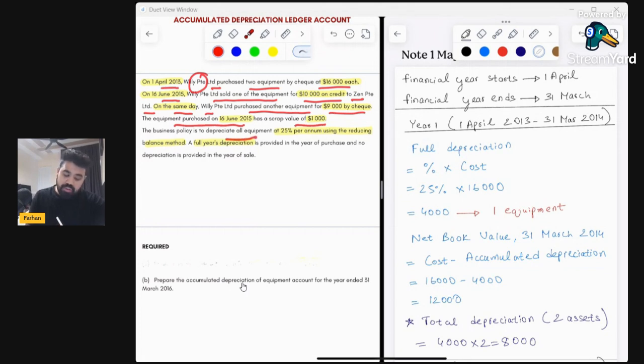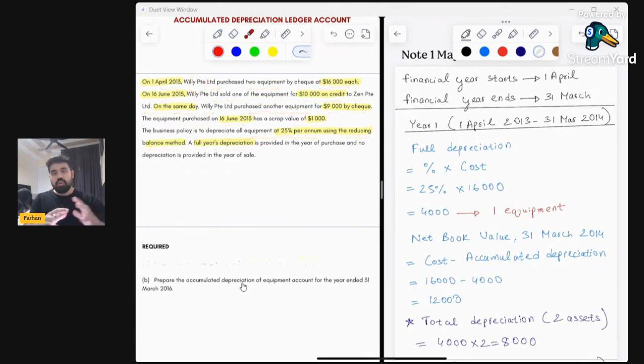The business policy is to depreciate all equipment at 25% per annum using the reducing balance method. A full year's depreciation is provided in the year of purchase and no depreciation is provided in the year of sale.